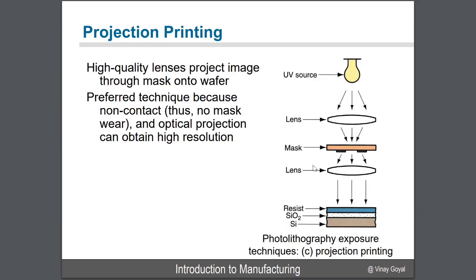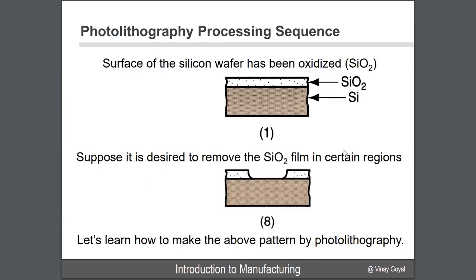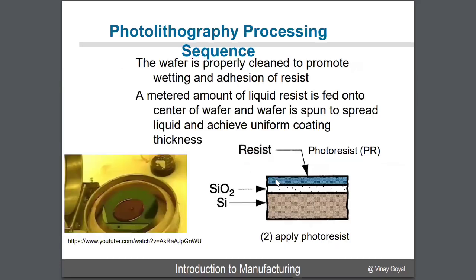We talked about projection printing. In this case, it's a non-contact technique, which is preferred because the mask will not wear over time. You also obtain a very high resolution. And then we talked about the processing sequence, where you have your silicon here, and then you have a surface of the silicon wafer, which will be oxidized to form this layer. And then we're going to remove this silicon oxide from certain areas. And that's going to help us create the pattern needed.